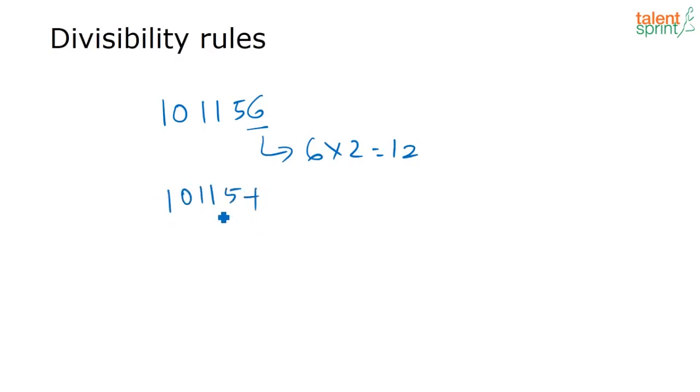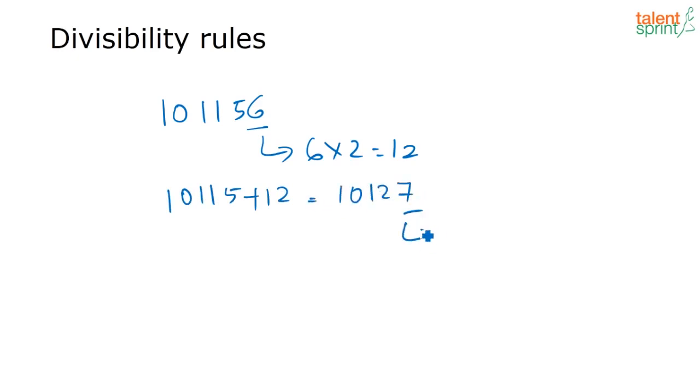See, for example, if it is 101156, I have a number. So what you have to do is take the last digit, multiply it by 2. 6 2s are 12, correct? Now add this to the remaining digits. So 10115 plus 12, that is equal to 10127.